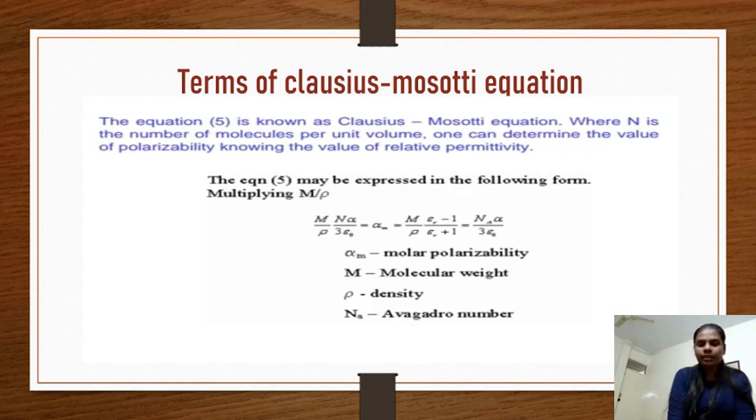So the terms that are expressed in the Clausius-Mossotti equation are these. By multiplying the equation by M by rho, it is given as M by rho into N alpha e by 3 epsilon naught equal to M by rho into epsilon r minus 1 by epsilon r plus 2, that equal to N A alpha m by 3 epsilon naught, where alpha m is molar polarizability, M is molecular weight, rho is density, and Na is Avogadro number.